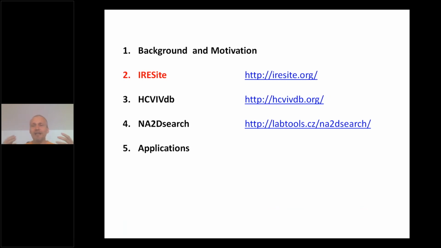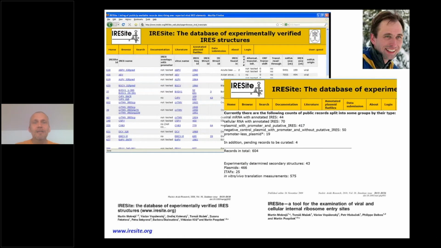And at that time, we decided to help the scientific community by putting all the information about the known IRESs of that time together, and we made the IRESite database. The database contained a lot of information about the IRESs, about the structure, but also about the experiments where these IRESs were used, also some kind of evaluation and so on. It was published in 2 papers in the database issues of Nucleic Acids Research, and is quite well referenced till now. And people are using it.